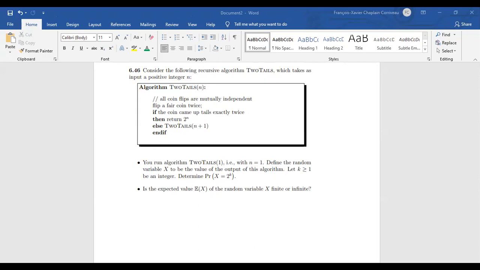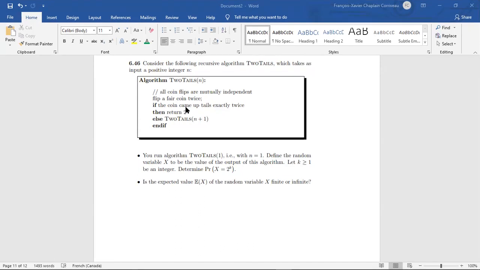Exactly, it represents the total number of flips, right? So k here represents the number of times we had to flip 2 coins.